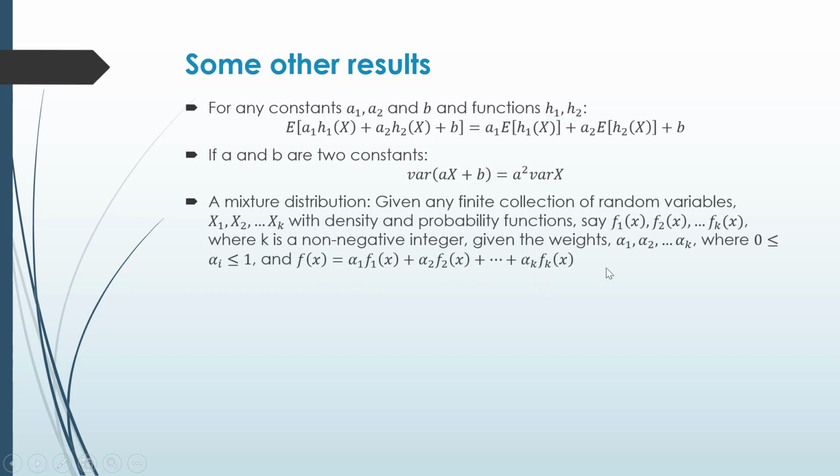So in this case, the expected value of x to the n is alpha 1 expected value of x1 to the n, plus alpha 2 expected value of x2 to the n, plus dot dot to alpha k expected value of xk to the n. So this is applied for the mixture distribution. And the moment generating function mx of t will be alpha 1 mx1 of t plus alpha 2 mx2 of t plus dot dot to alpha k mxk of t.